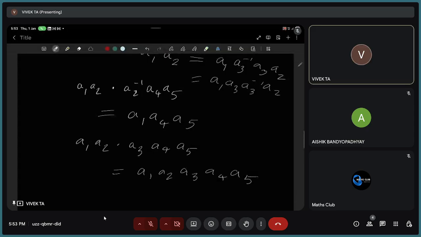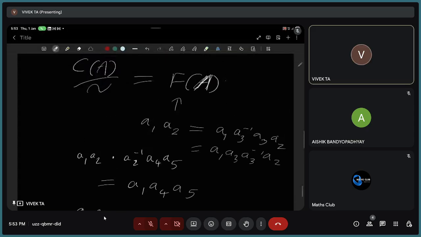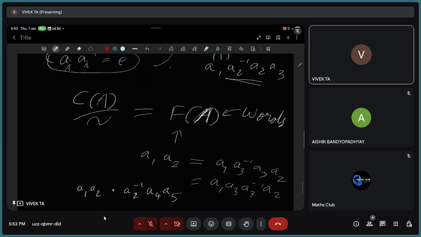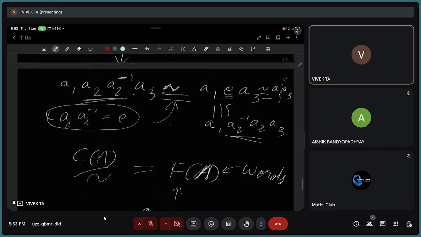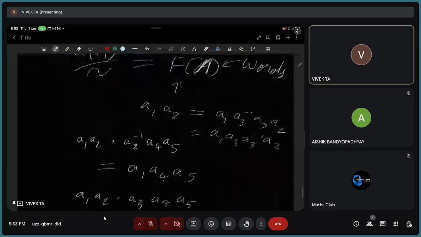Now, whatever the elements of the image are, these are called words. These were pre-words, and whatever is in the image are called words. Did you understand?